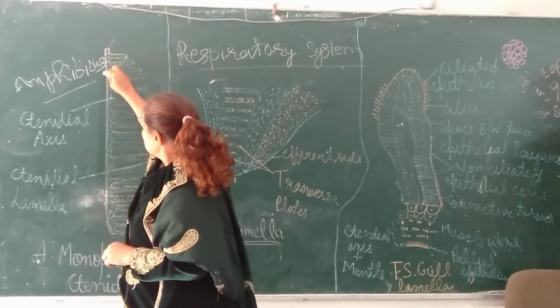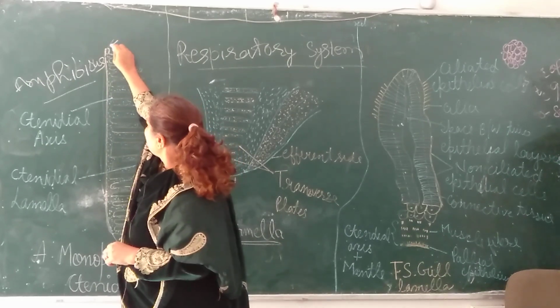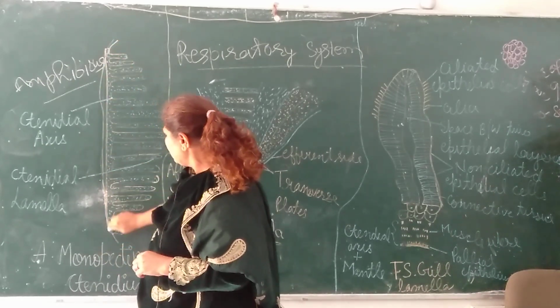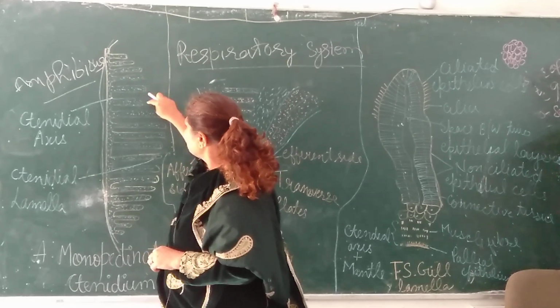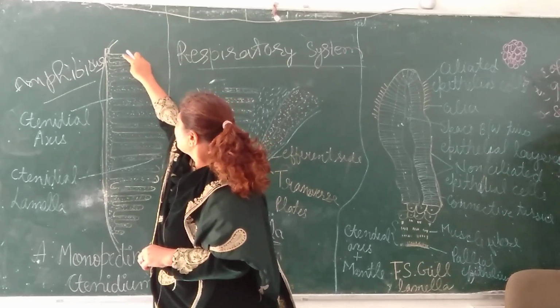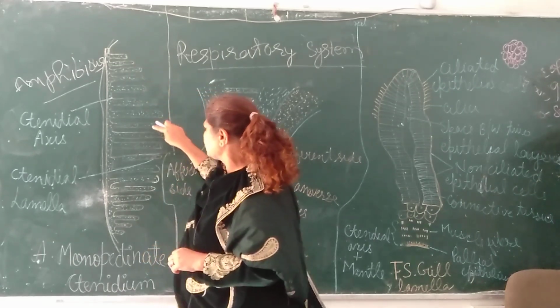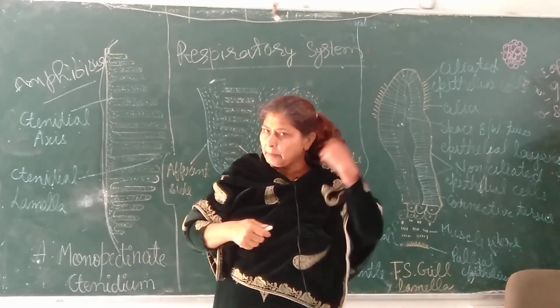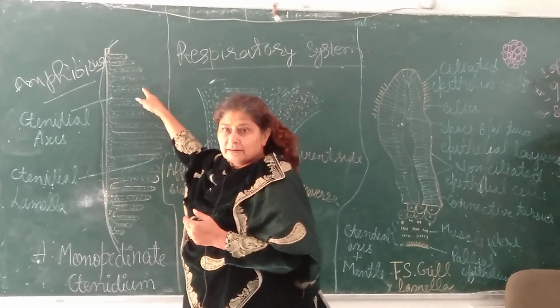This gill is like a comb. It looks like a comb. It has a number of such elongated structures, like the teeth of a comb.